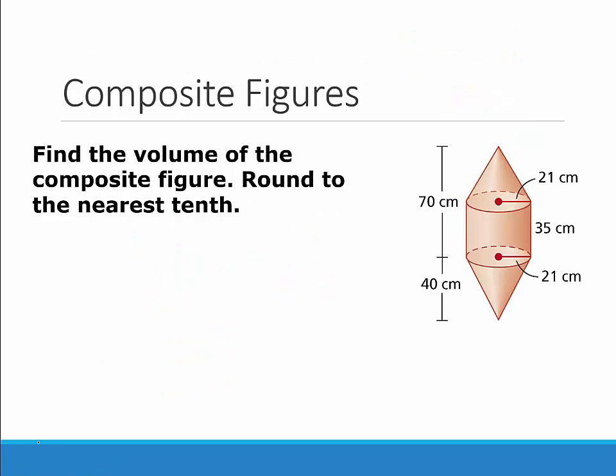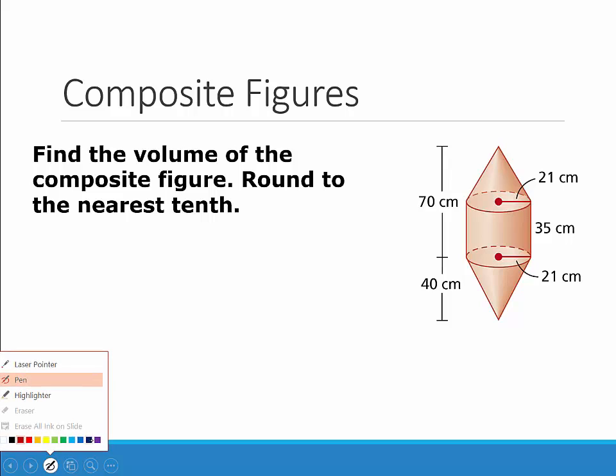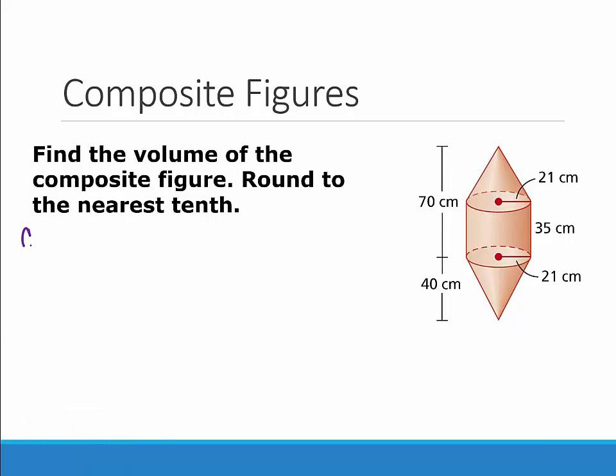So the last thing we got to talk about is composite figures, when we add stuff together. And remember, with volume, it's way easier because you just take the volume of each thing, add them up, and you're good to go. There's no subtracting here. So find the volume of this, rounding to the nearest tenth. So we have 2 cones and then a cylinder in the middle. It doesn't really matter which one you find first, but let's find cone number 1 first.